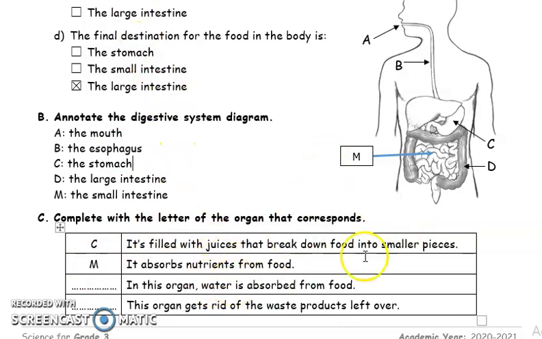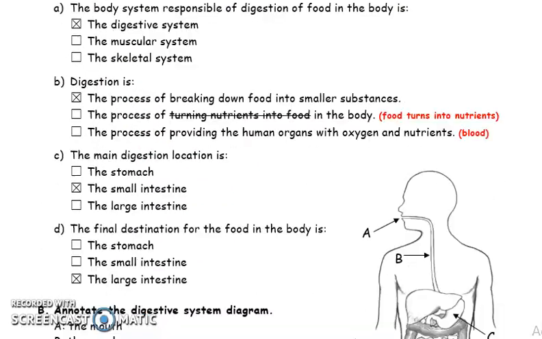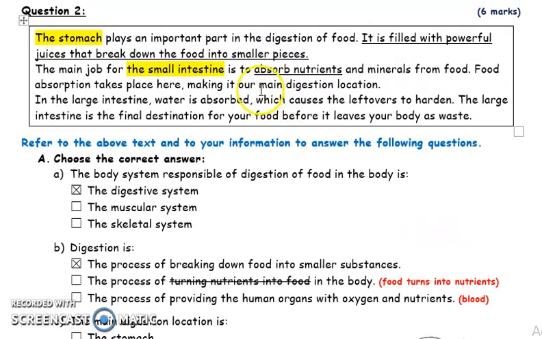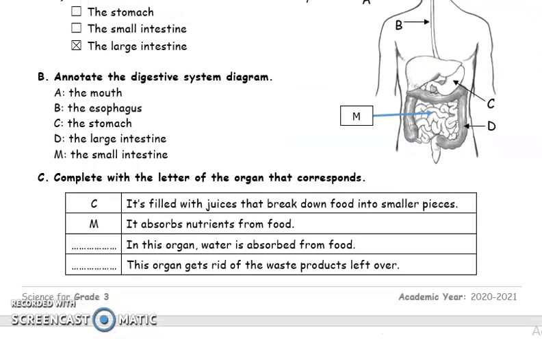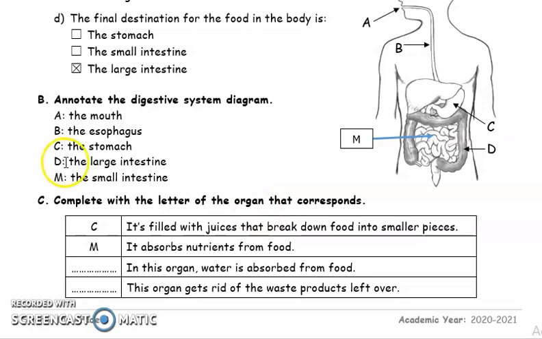In this organ, water is absorbed from food. I will also use the text. Water is absorbed. Where is this happening? This is happening in the large intestine. Large intestine is letter D. D. This organ gets rid of the waste products left over. It throws the waste to the outside. This is for sure the last part of the digestive system, which is the large intestine.